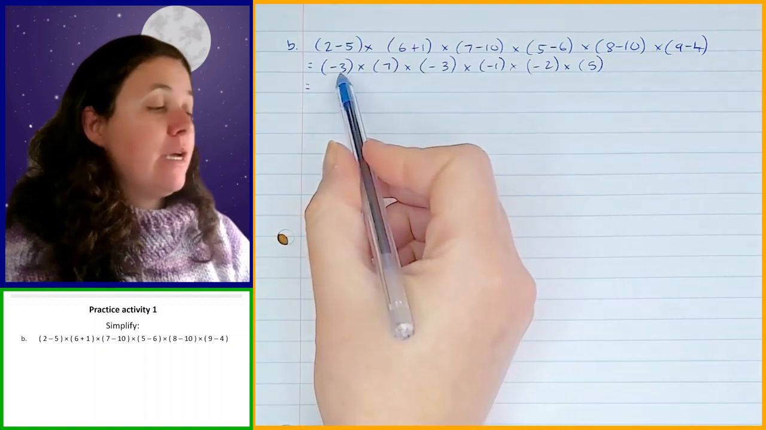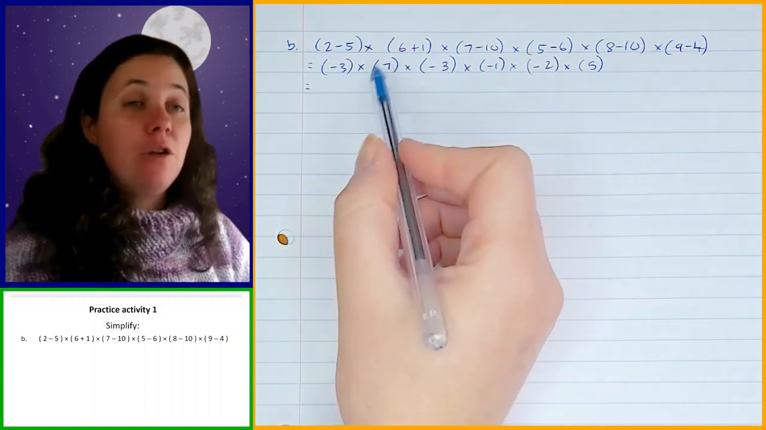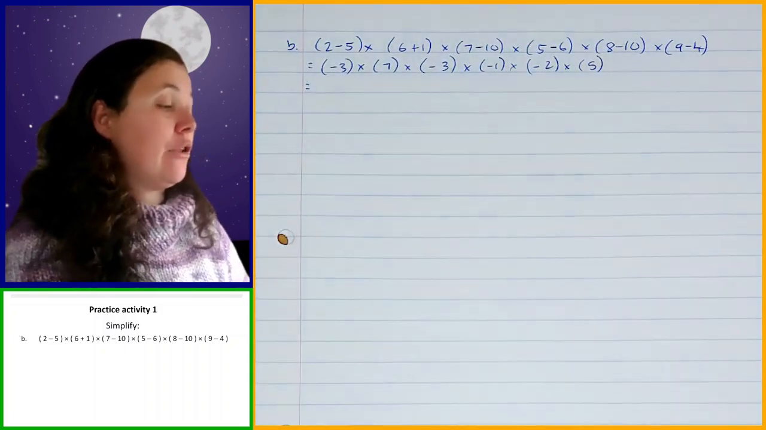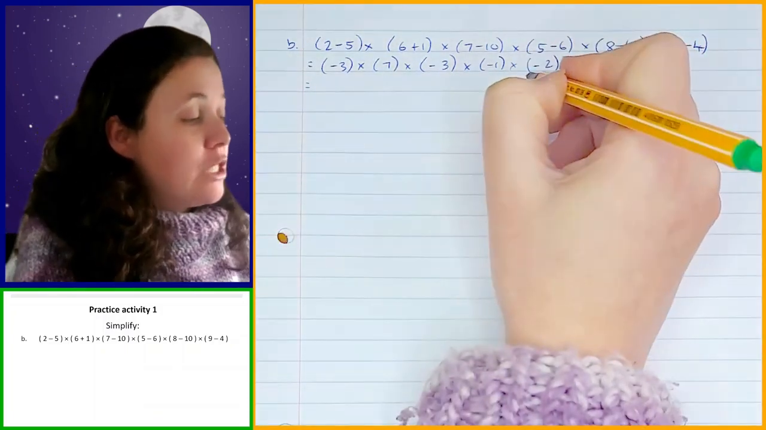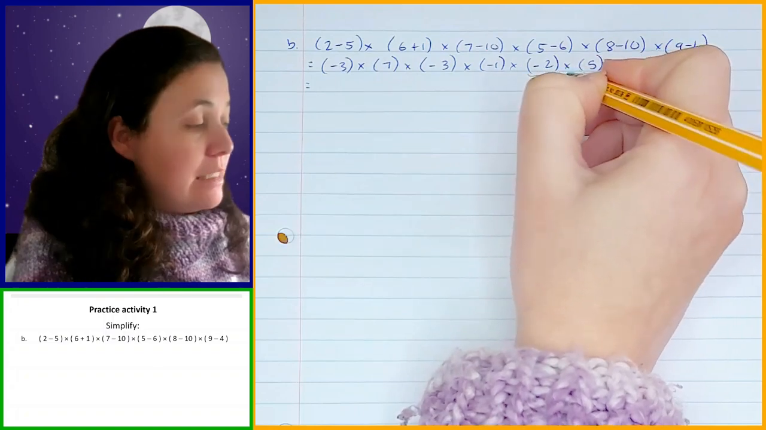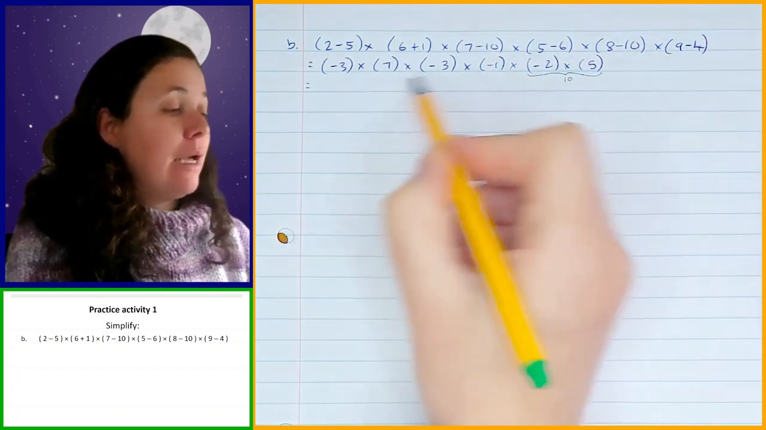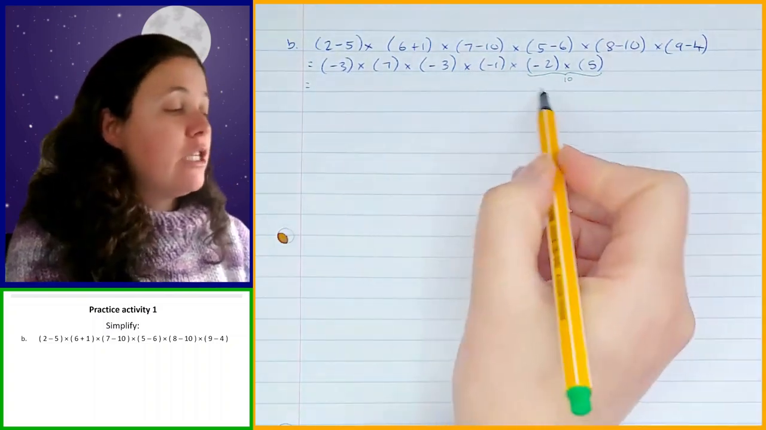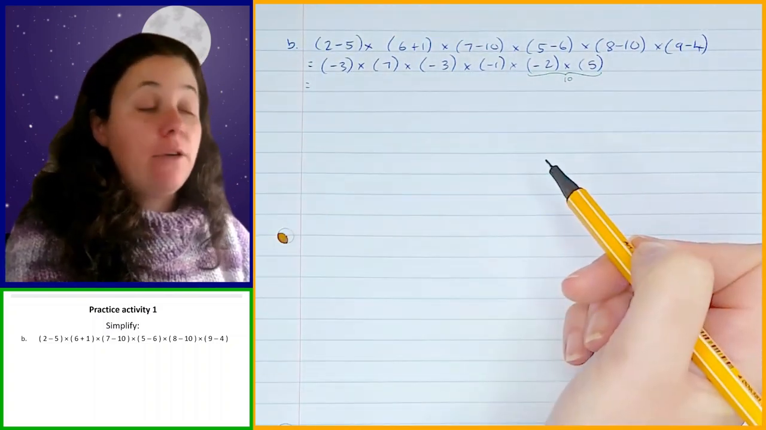Then I'm going to go and multiply together my absolute values. So what I'm going to do is I'm going to group things together. I'm going to say I know that 2 times 5 is 10. So I'm going to multiply whatever else I have by 10. I'm not going to multiply by 2 and then times by 5 as well. I'm going to just multiply by 10 because that's going to be much easier for me.